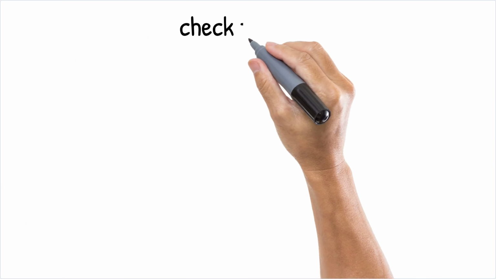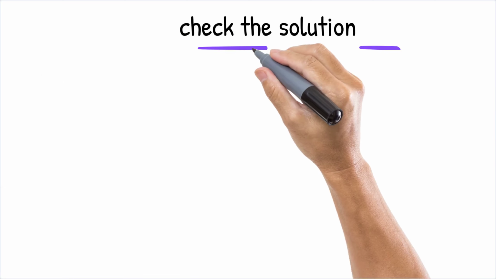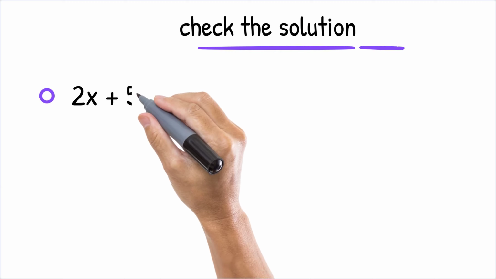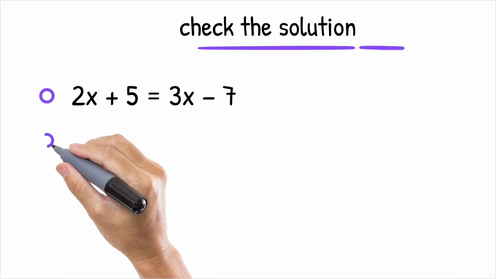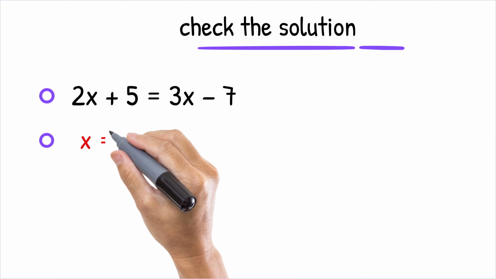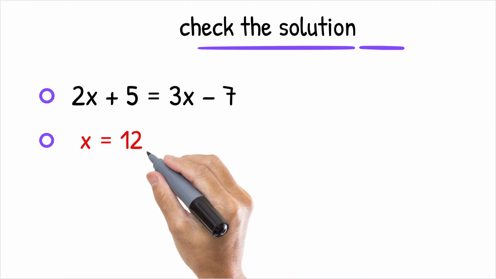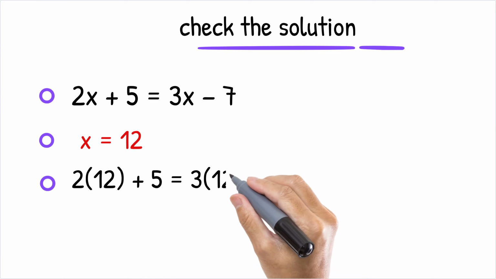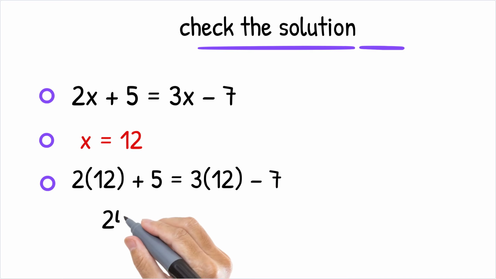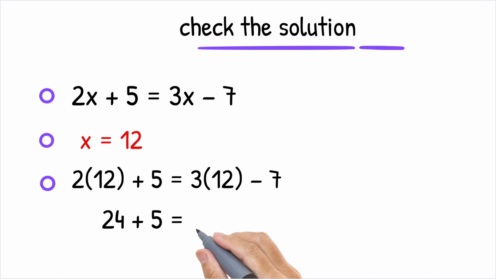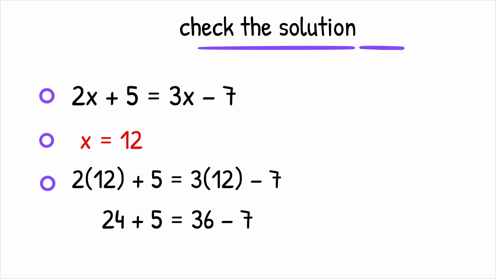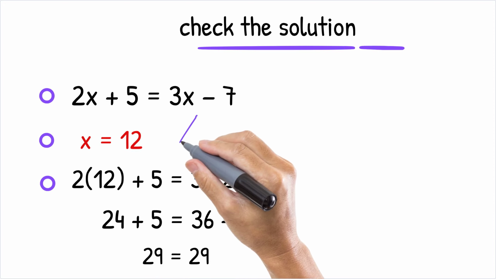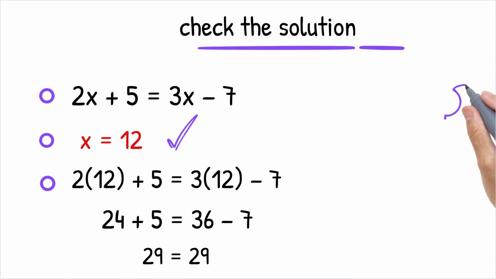Now check the solution x equals 12 in the equation 2x plus 5 equals 3x minus 7. Check if it is a valid solution. That is, 2 times 12 plus 5 equals 3 times 12 minus 7. 24 plus 5 equals 36 minus 7. 29 equals 29, which is true. Hence, x equals 12 is the solution.